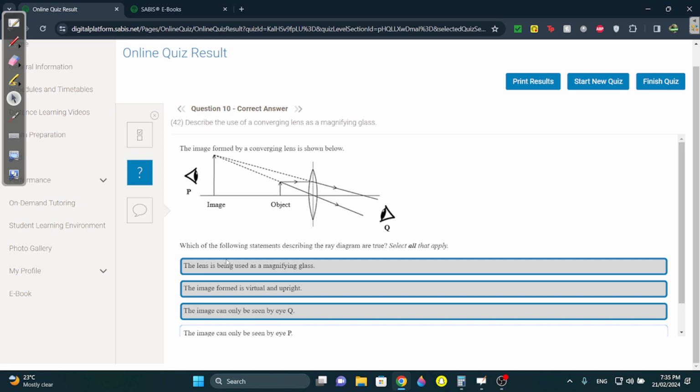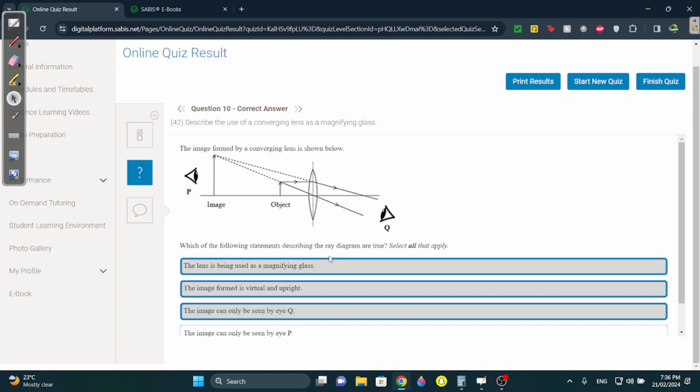Question 10. Which ones are true? Is this lens being used as a magnifying glass? This was case 1 of the cases, if you guys remember. This lens is being used as a magnifying glass, because case 1, whenever you have virtual, is always a magnifying glass. The image is virtual and upright, because it's these dotted lines that create an image. The actual lines don't create an image.